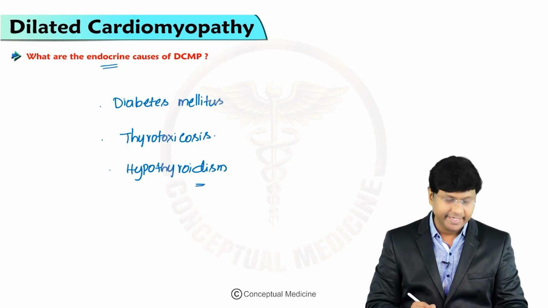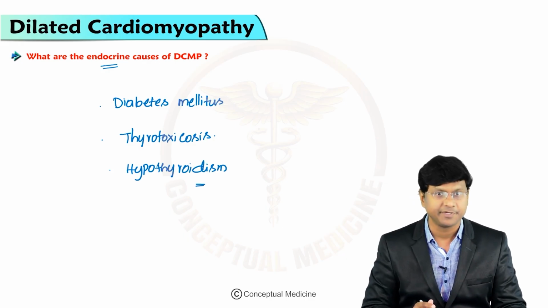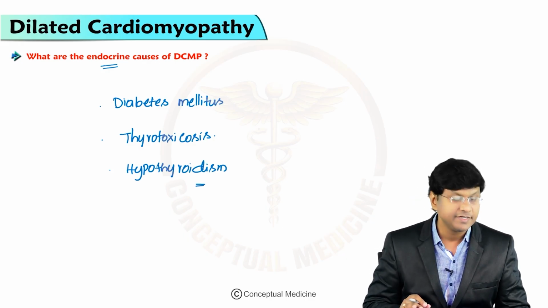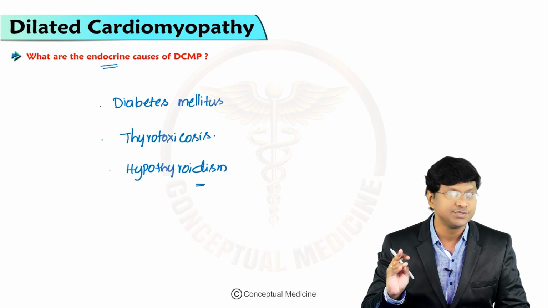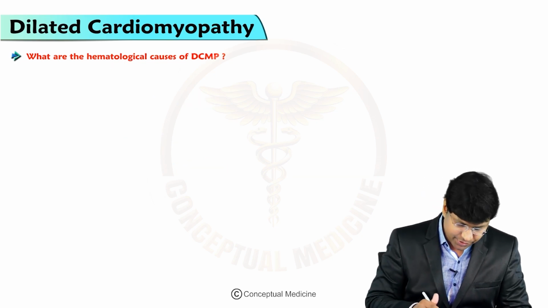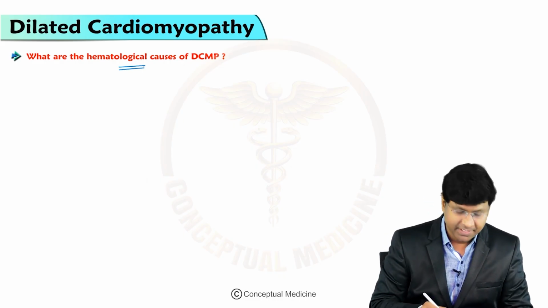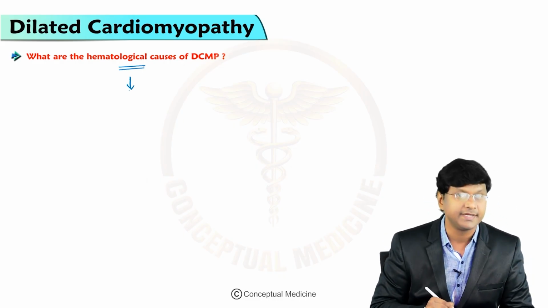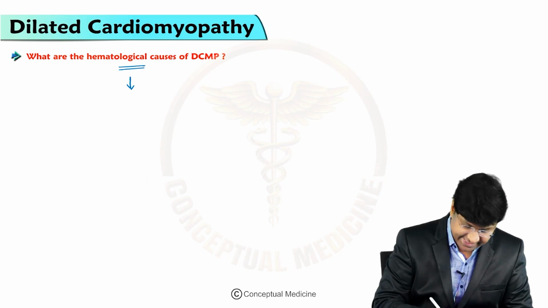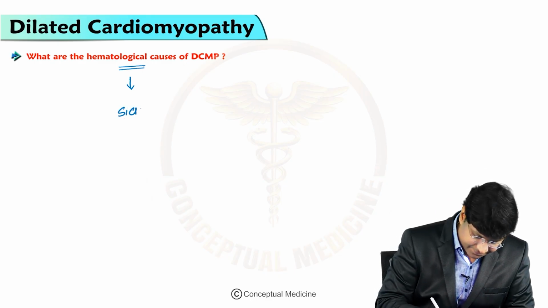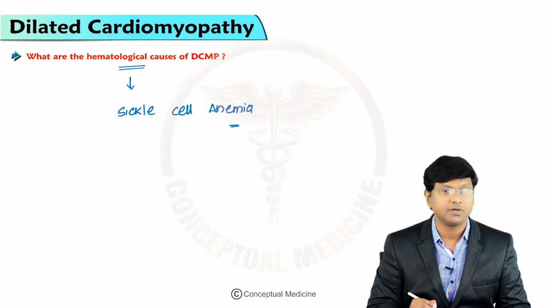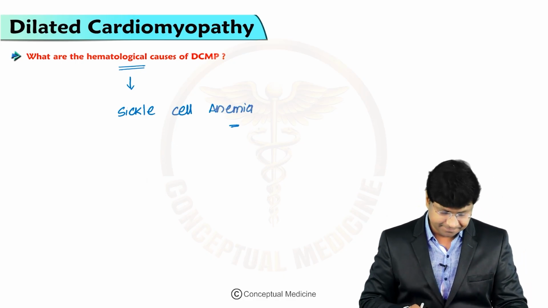Right, so these are the endocrine causes of dilated cardiomyopathy. Now, after having discussed the inflammatory causes, nutritional causes and endocrine causes, you need to know what the hematological causes of dilated cardiomyopathy are. The hematological causes include number 1, sickle cell anemia. Right, so this will be the hematological causes for dilated cardiomyopathy.